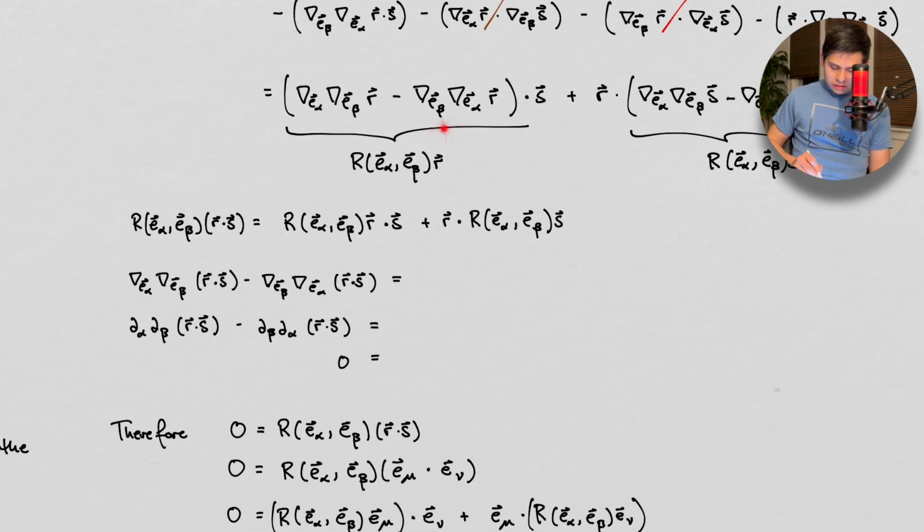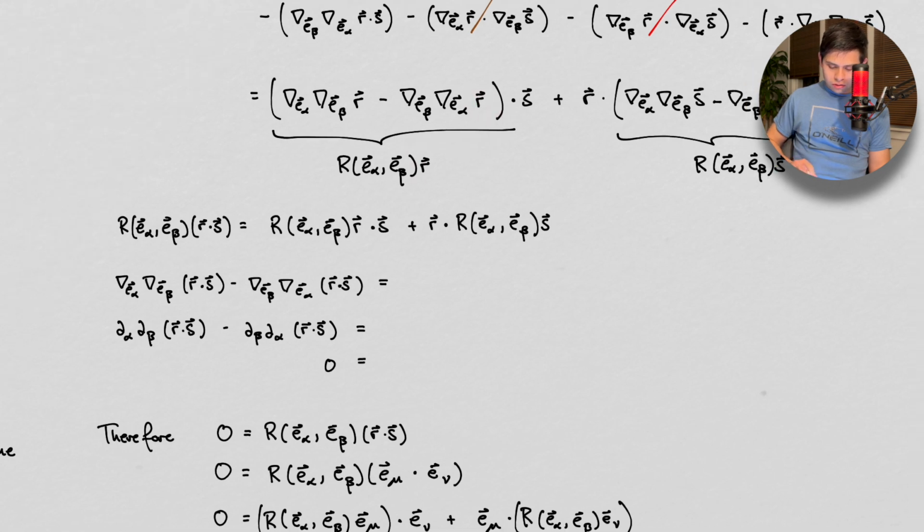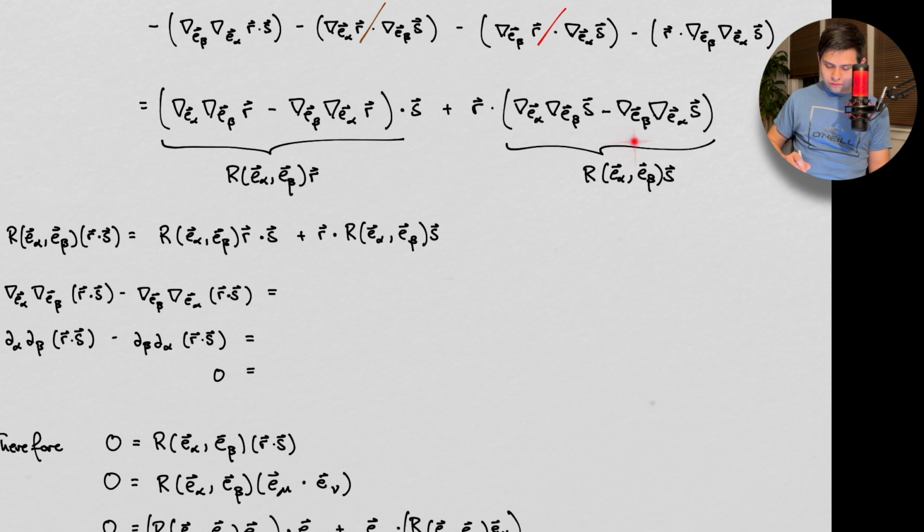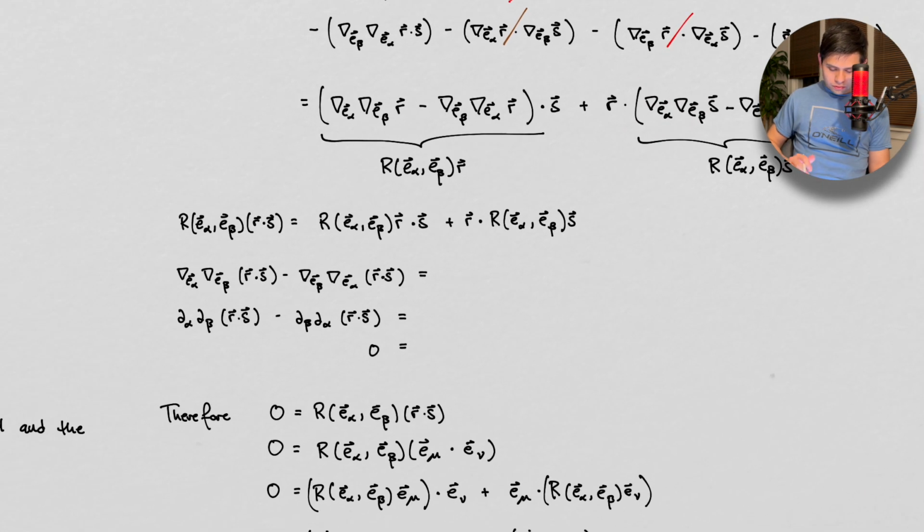So what is this? This is the curvature tensor on the basis vectors acting on R. All right, and this is the curvature tensor on the basis vectors acting on S. So acting on R, acting on S, and then we have this S and this R, this S and this R right here.